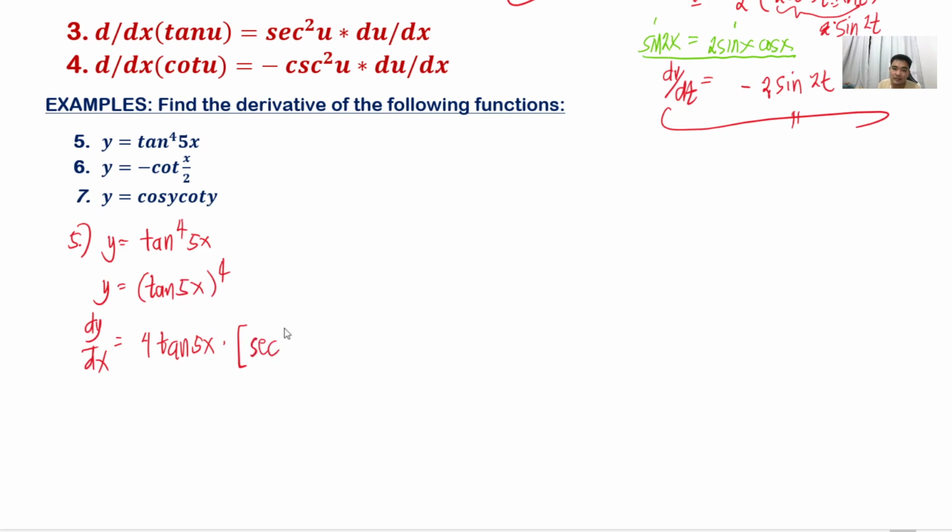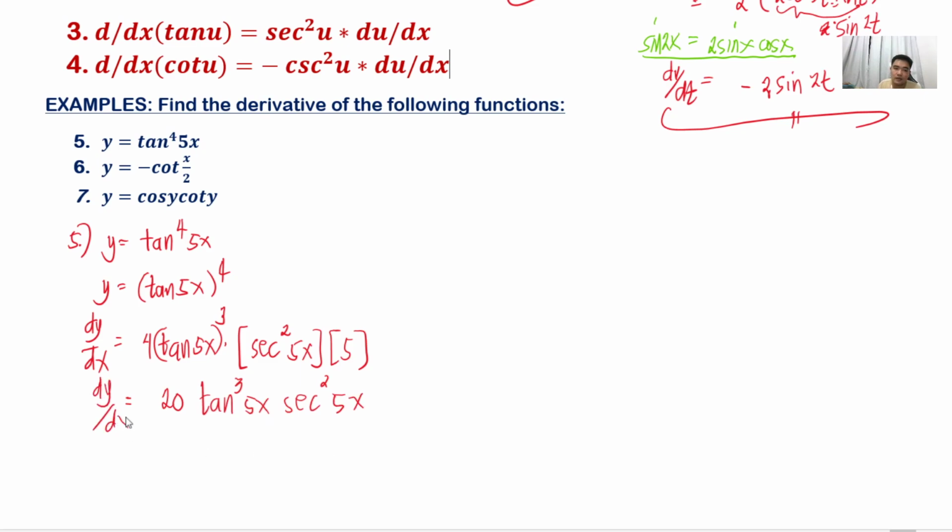So times secant squared 5x times derivative ni u. So your u is 5x. Okay, dito na sa tangent natin. Sa derivative ni, baba, copy the base. So tangent, minus 1 pa pala nyo. So we have raised to 3. Okay? Baba, copy the base, minus 1. So 4 minus 1 is 3 times the derivative of your base, yung tangent 5x. And the derivative ni tangent 5x is secant squared 5x times yung derivative ni 5x, which is 5. Okay? So 4 times 5 now is 20. And then tangent cube 5x secant squared 5x. So that is your dy all over dx.